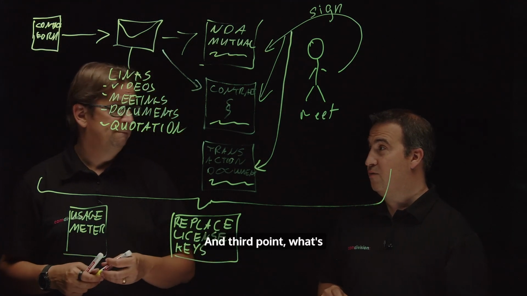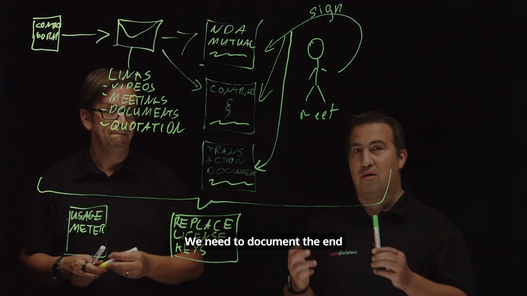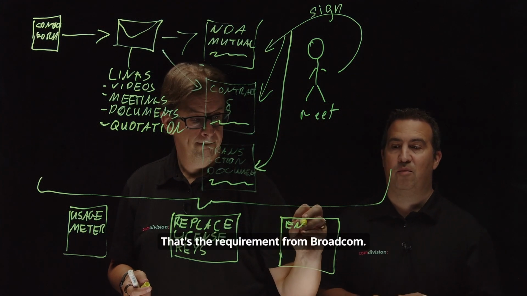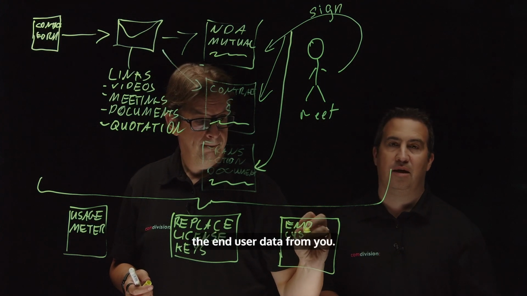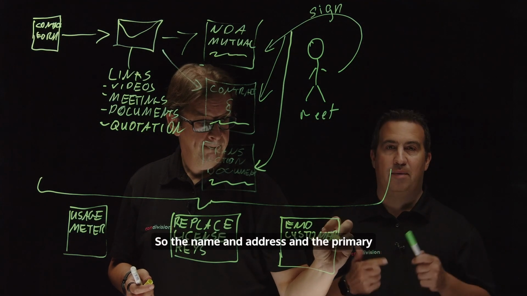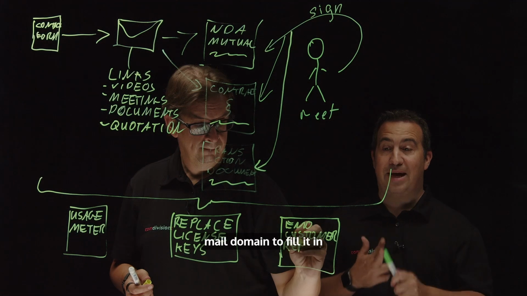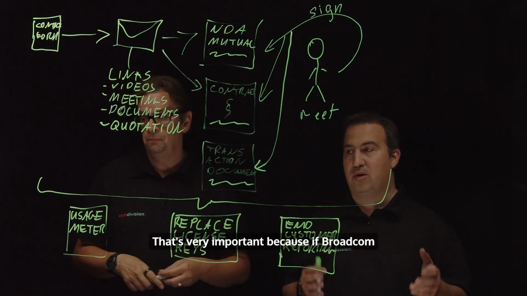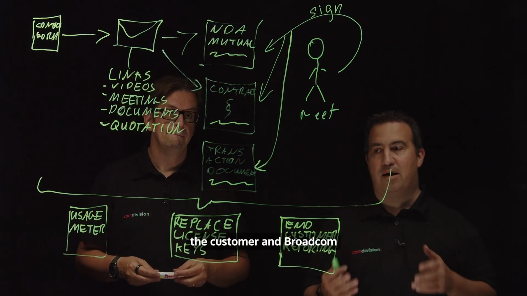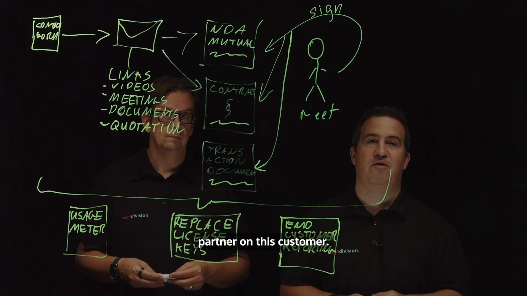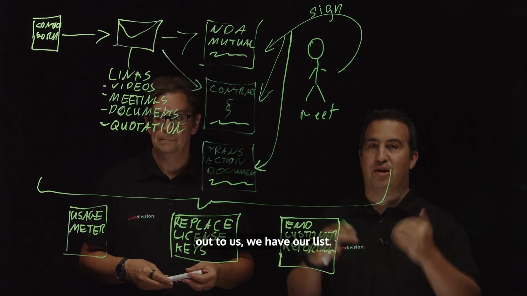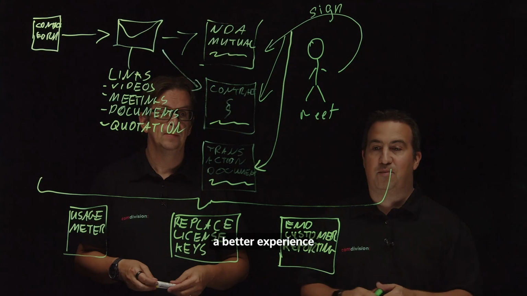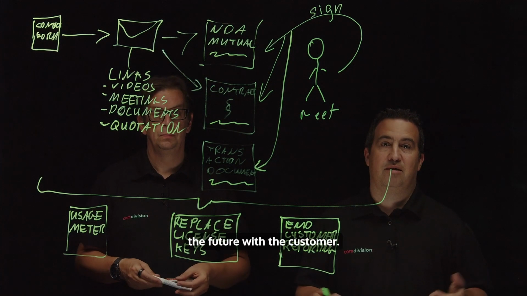And third point, what's missing? The end customer. We need to document the end customers in the VCF portal. That's a requirement from Broadcom. So that means we need the end user data from you: the name, address, and the primary mail domain, to fill in the systems of Broadcom. That's very important because if Broadcom gets in contact with a customer and can directly see that there is a VMware partner on this customer, they will reach out to us. We have our list. We can reach out to you, and you can have a better experience together with Broadcom in the future with the customer.